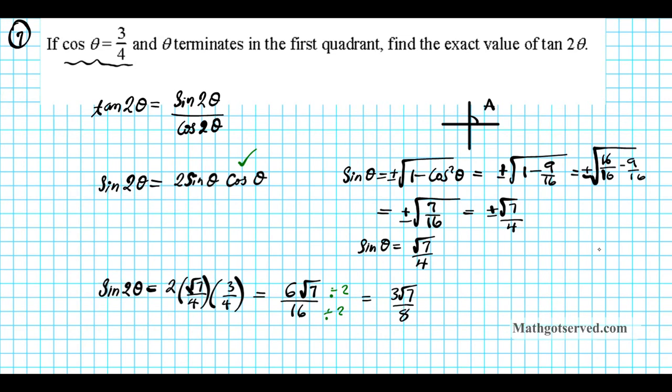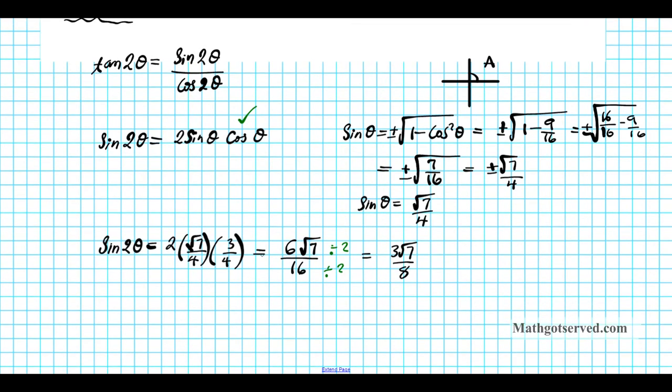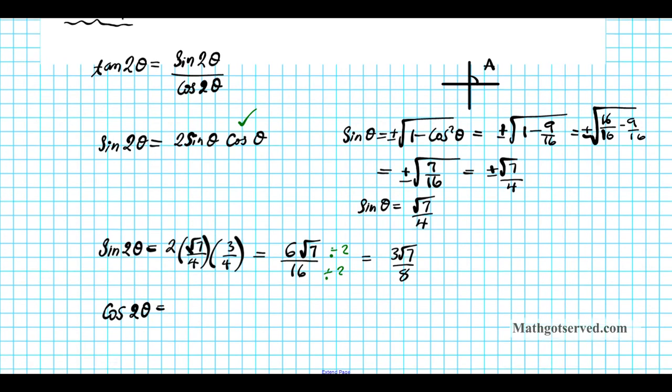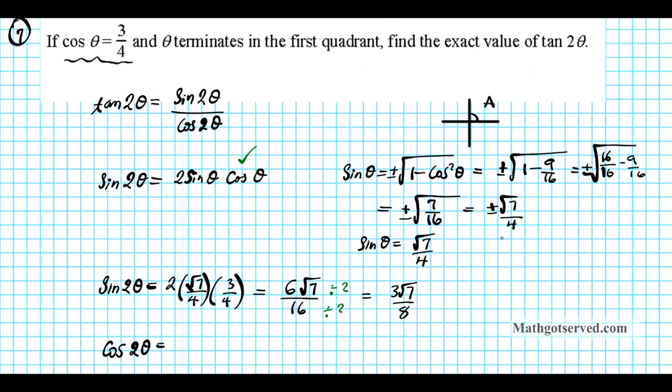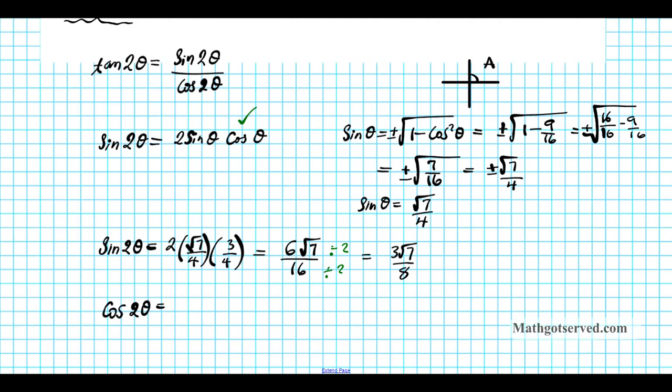So there goes the answer for sine 2 theta. Now let's find cosine 2 theta real quick, and then we'll be good to go. There are 3 variations for cosine 2 theta, but since we're given cosine theta, I'm going to use the identity that is dependent solely on cosine for accuracy reasons.